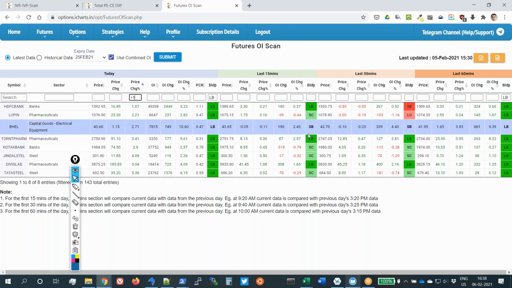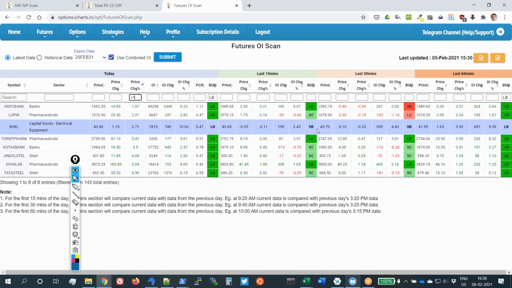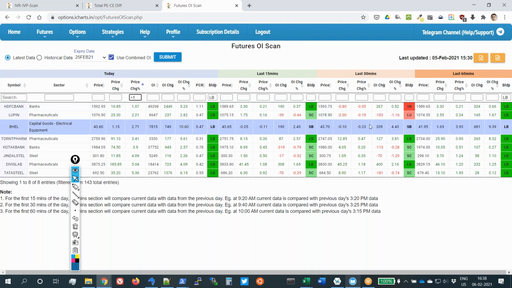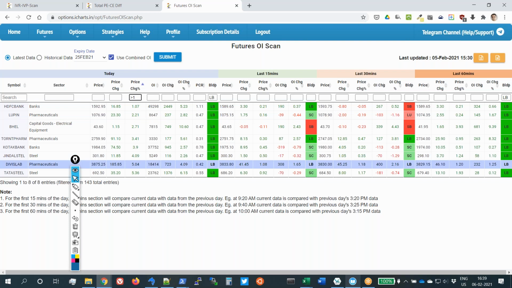You can go through the other stocks also. You can take a look at the charts and see. But here, this clearly indicates this is in short buildup. So BHEL currently is strongly up for the day, but in the last 15 to 30 minutes it is down. So maybe it could be an entry. You can take a look at the chart and then decide. So this is how you use the futures OI scan.